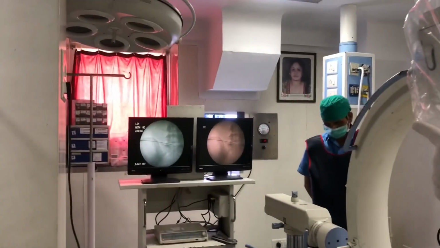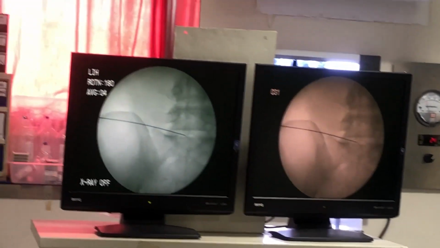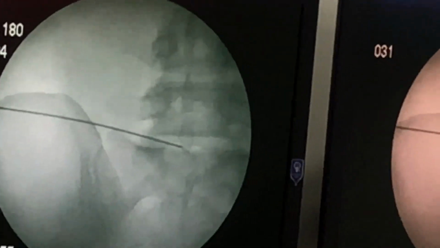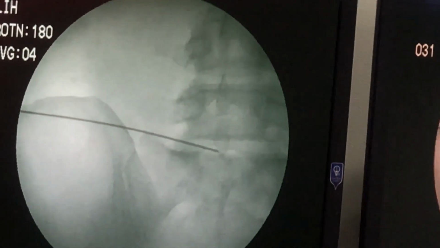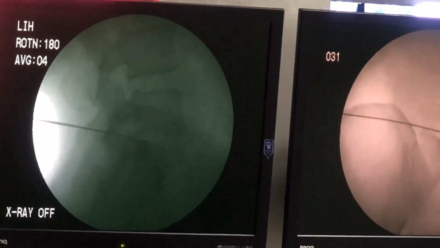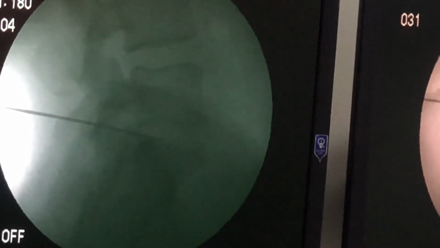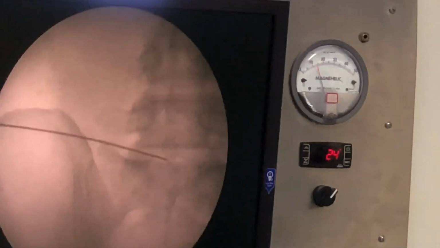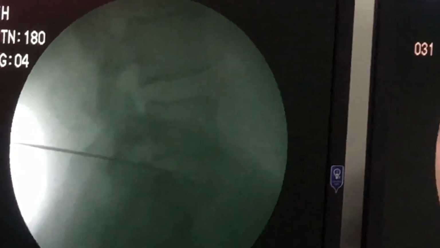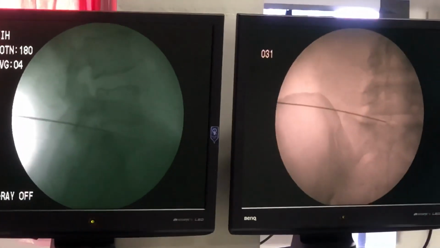Now you can watch over there. You can see that in the AP, I am bang in the center. I have reached the interspinous line. In the lateral X-ray, you can see that I am in the posterior 1/4 of the disc. In the AP, you can see I have reached the interspinous line. Now I will start with doing a provocative discography.